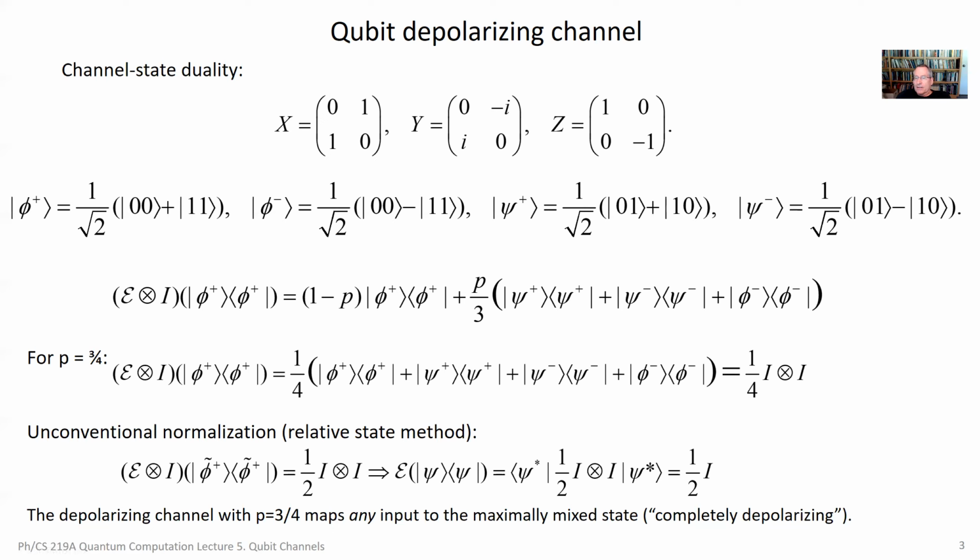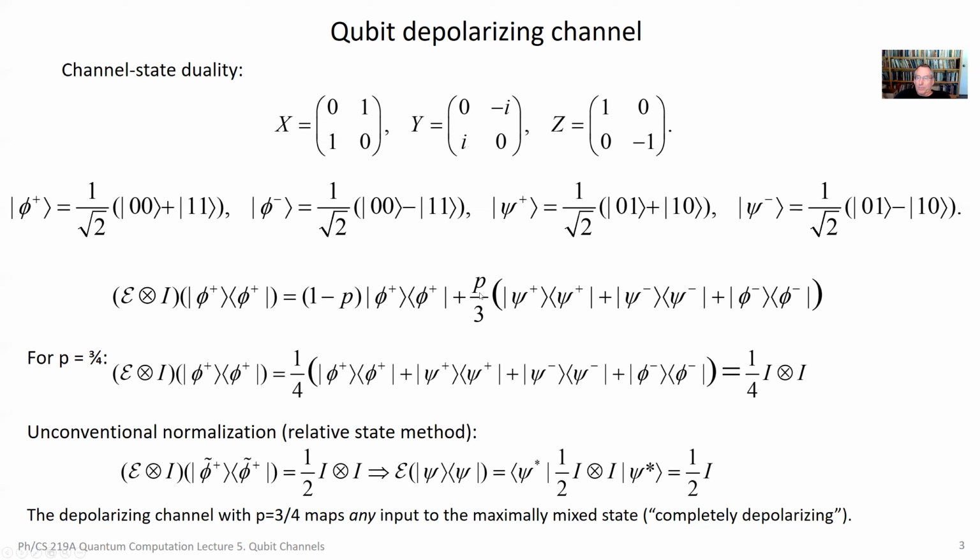So now to find the state that under the isomorphism between states and channels corresponds to our channel, what we are to do is to take this maximally entangled state phi plus. I'm looking here at the corresponding density operator, the projection onto phi plus, and I let the channel act on the first qubit and the identity act on the second. Okay, so with probability 1 minus P, our channel doesn't do anything. So I still have the pure state phi plus.